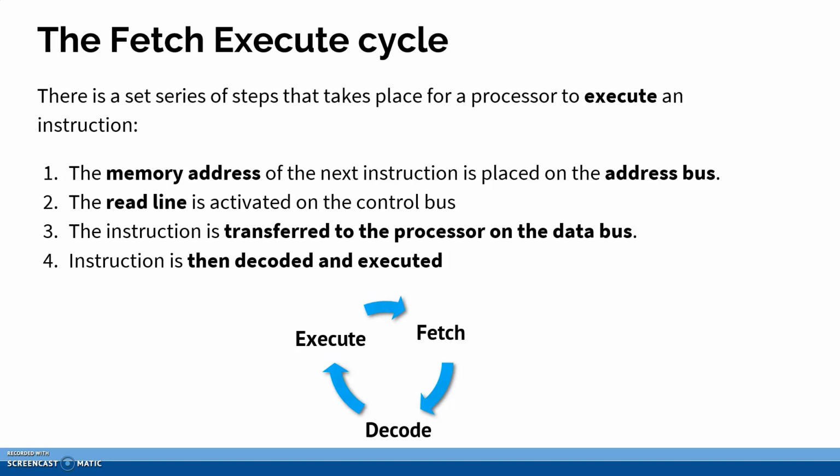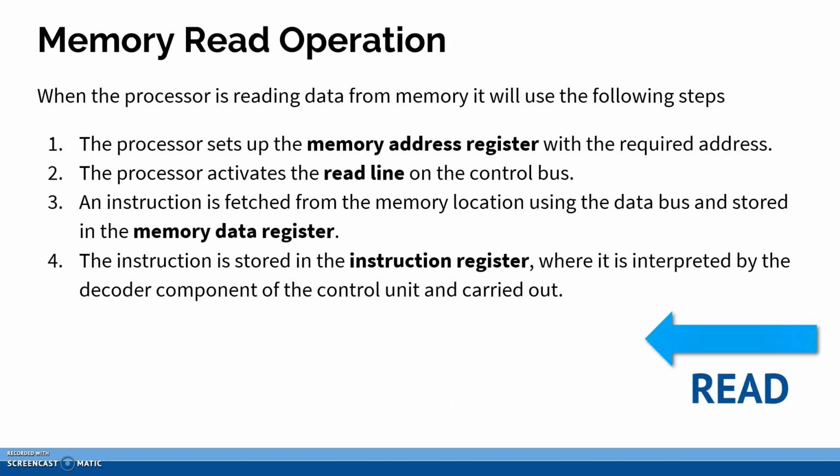At Advanced Higher, we're basically using the same 4 steps, but we're expanding them to be able to use these registers and explain where they're used within this process. So our 4 steps change to this. Number 1, the processor sets up the memory address register with the required address that the address bus needs to go to. Number 2, the processor activates the read line on the control bus. This is the same. Number 3, an instruction is fetched from the memory location using the data bus and stored in the memory data register, where it is then at number 4 passed to the instruction register, where it is interpreted or decoded and then given to the control unit or the ALU to have something done to it. Okay, so that is what your new fetch execute cycle will look like at Advanced Higher.